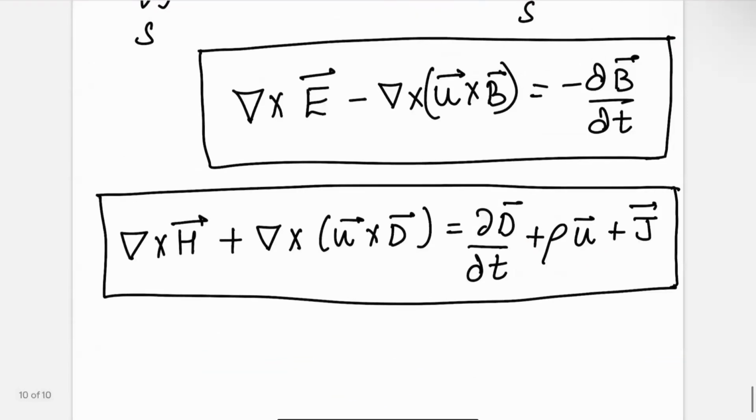All right. So it's also important to keep in mind that cross products are not associative. So you have to take this cross product first and then apply curl. You can't do this first and then take a cross product. So that's an aside.